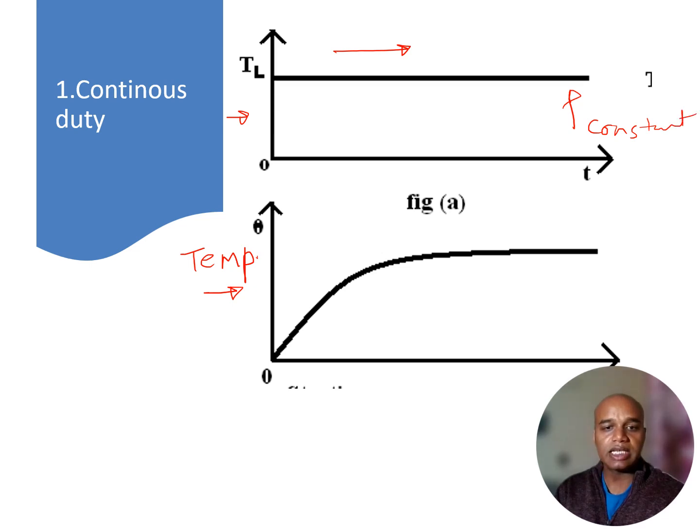So if I'm starting, let's say, my electrical drive from here, the temperature is initially going to increase, and then it is going to saturate because the motor is producing constant torque and running continuously. So it shows that the electric motor temperature reaches a steady state value. These motors are used in paper mill drives, compressors or conveyors, etc.